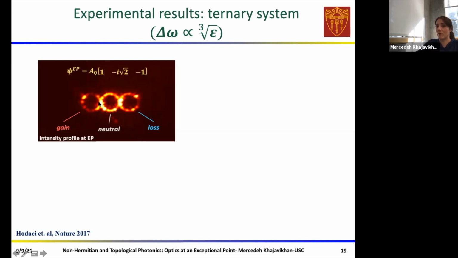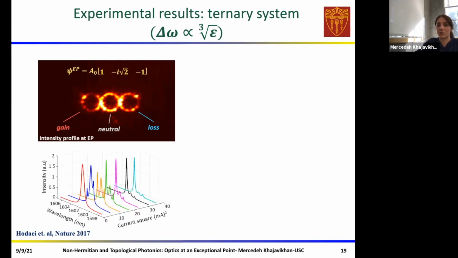And look at the intensity that you see in each of the rings. Clearly, the middle one, the neutral one, has higher intensity than both of these elements. And this is another indication that we are actually biasing the system properly at the exceptional point. So this is when the system is biased at the exceptional point. As I said, with the thermo-optic coefficient and using the heaters, we are changing the index in different resonators.